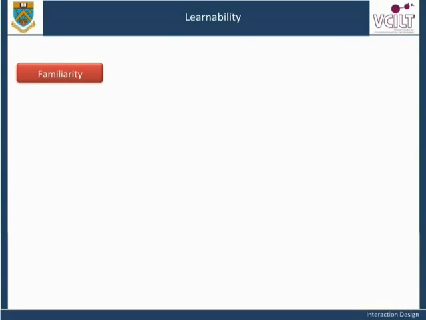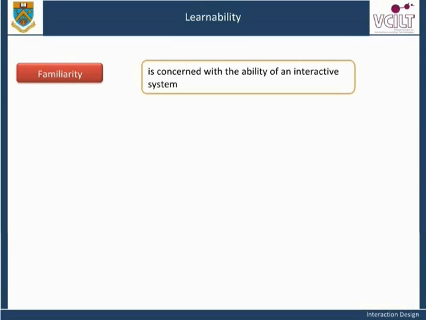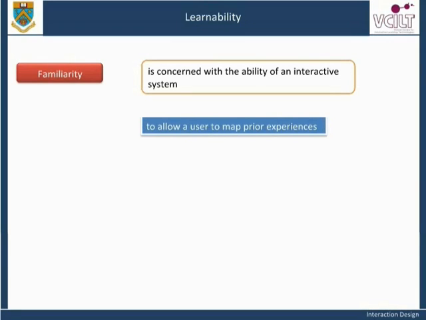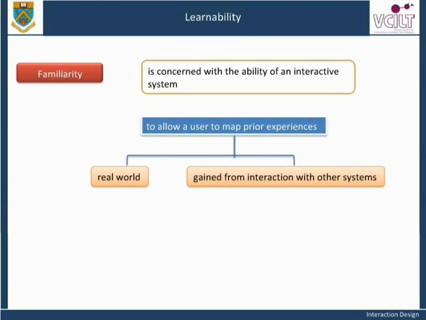The familiarity principle is concerned with the ability of an interactive system to allow a user to map prior experiences, either real-world or gained from interaction with other systems, onto the features of a new system.